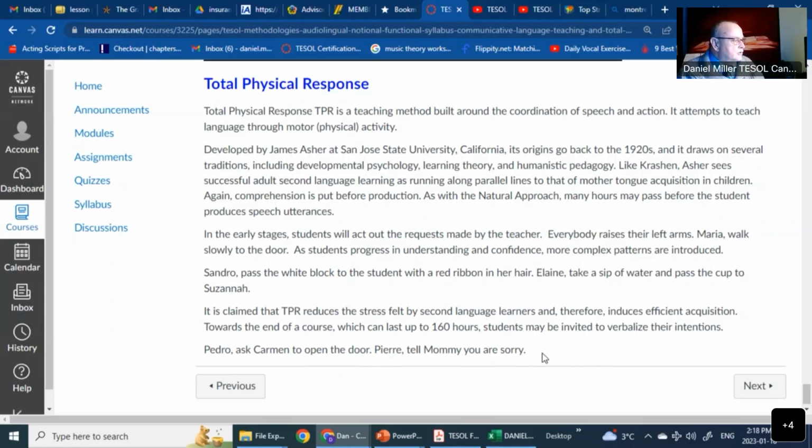So with TPR, there's usually an action included in the words, in the instructions that have been given, so that the student can do something. And that reinforces the learning of the words themselves.